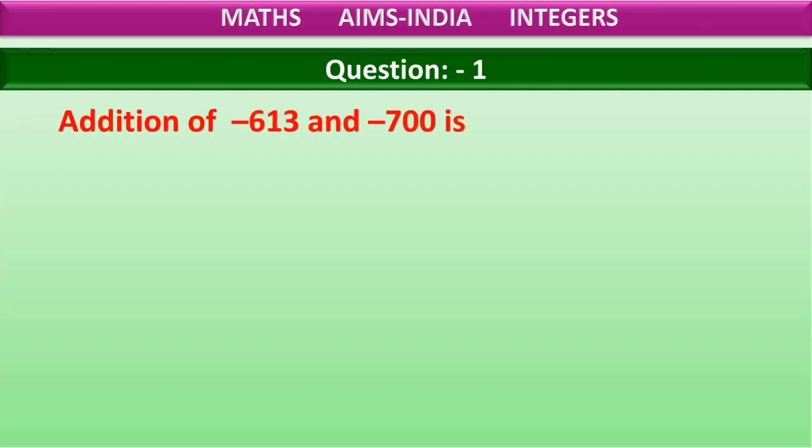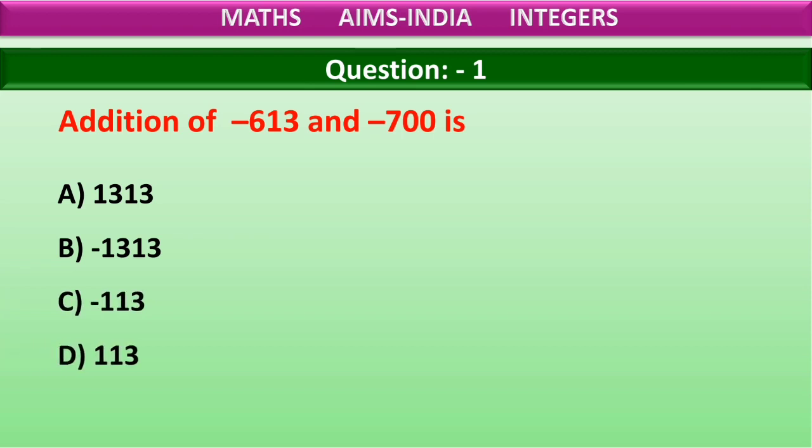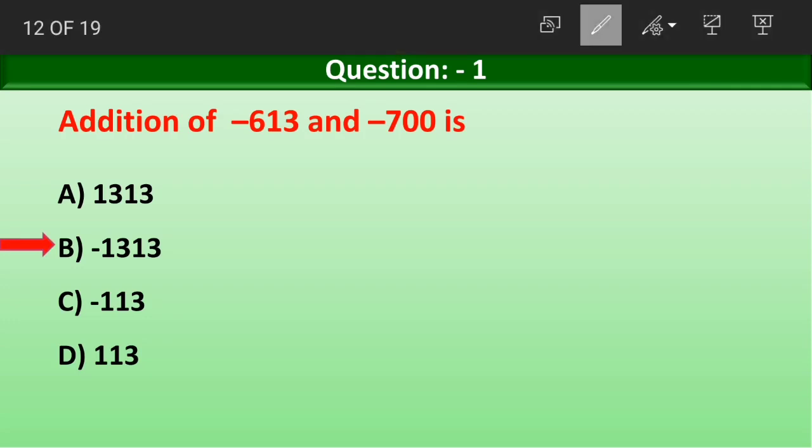Question number 1. What is the addition of minus 613 and minus 700? Option A, 1313; option B, minus 1313; option C, minus 113; option D, 113. Now what is the correct answer here, class? Yes, the correct answer is option B, minus 1313.